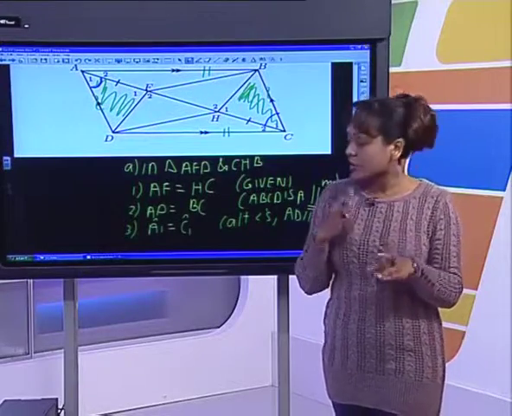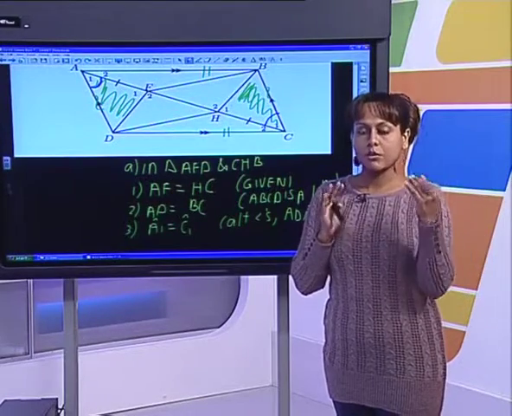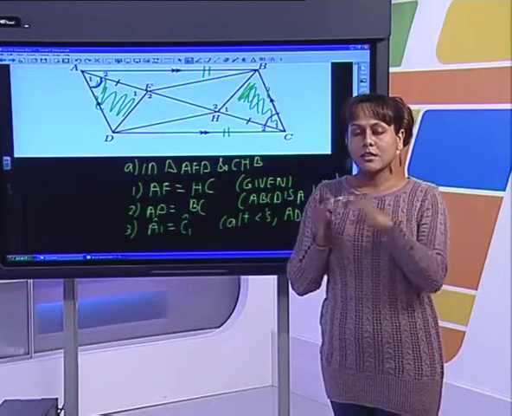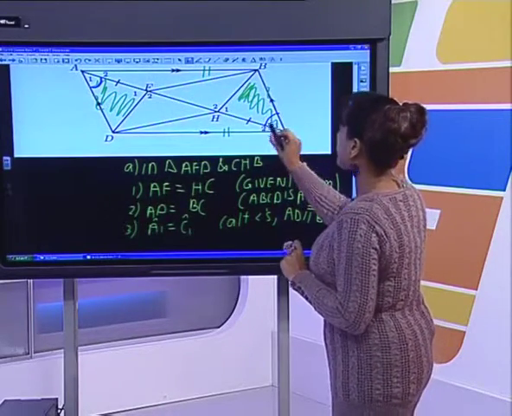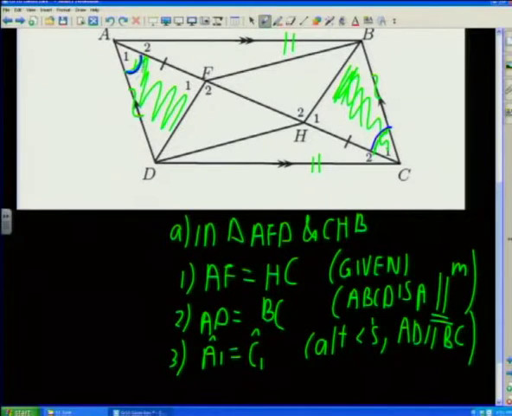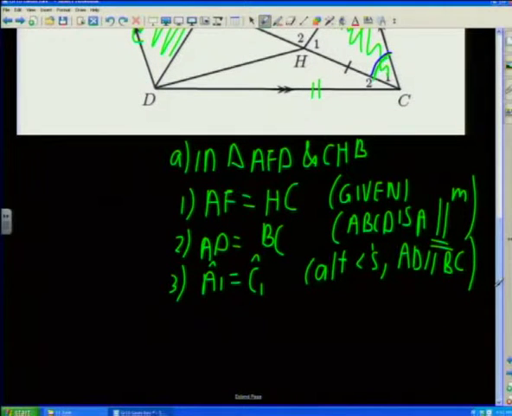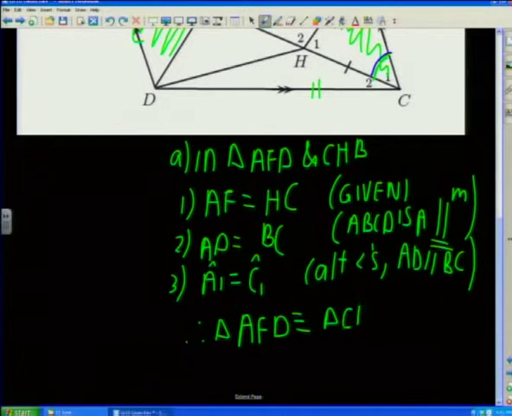Because remember, it looks like side angle side is going to be our reason. But if you want to use side angle side, the angle has to be included between the two equal sides. And in this case, it is. It's between the two equal sides. So therefore, our reason for these two to be congruent, and we'll say therefore, triangle AFD, and these are in the correct order, is congruent to triangle CHB.